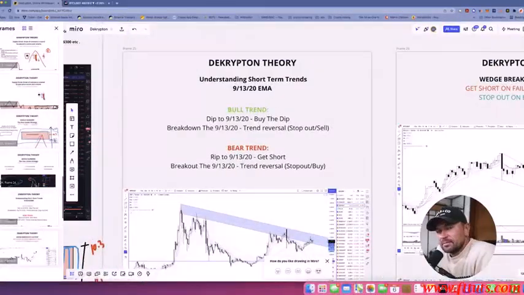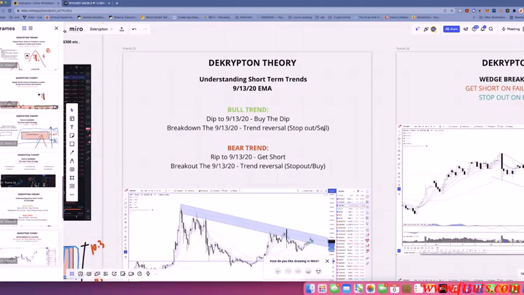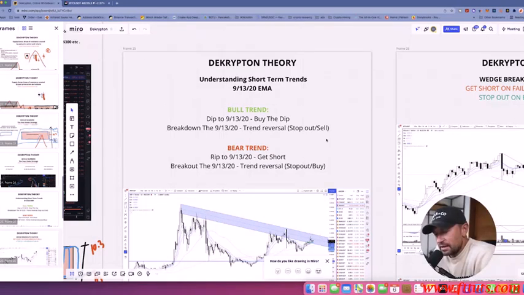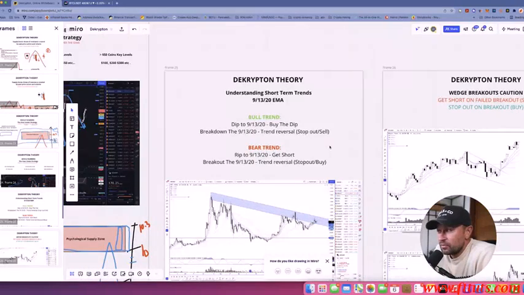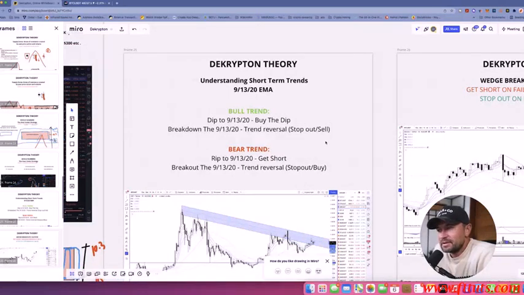All right, guys, next part, we're just going to talk about the simple understanding of short-term trends: when we know that it's in a bullish trend, when we know that it's in a bearish trend, and also when those potential reversals might be coming. You probably have a deep understanding of the 9, 13, and 20 EMA because I've talked about it vastly on all my YouTube channels and especially in the Krypton course.